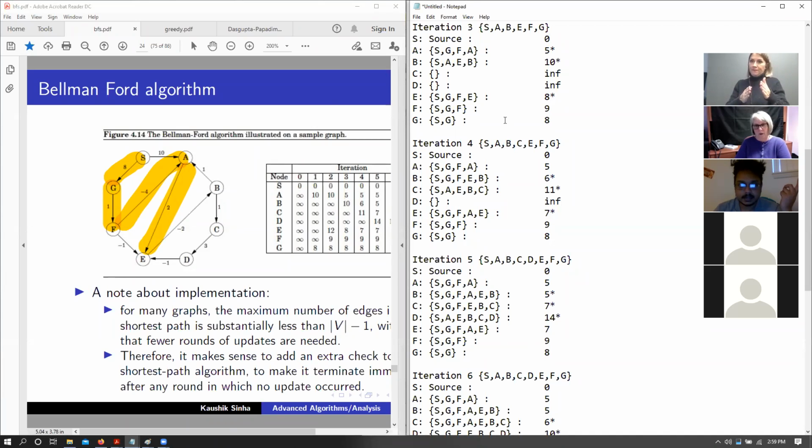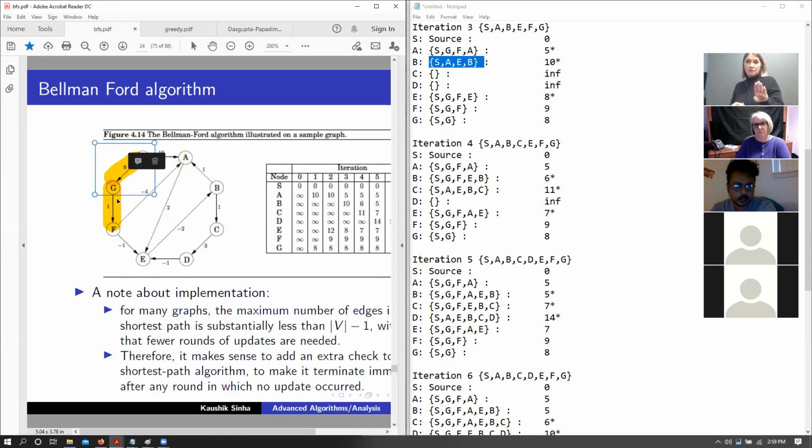The next thing that is connected to B, we are done with A because A only had this line. Next thing that we have is B. B had an updated value of 10 with an updated path of SAEB. So we have SAEB, right? So this was the path to get to B.